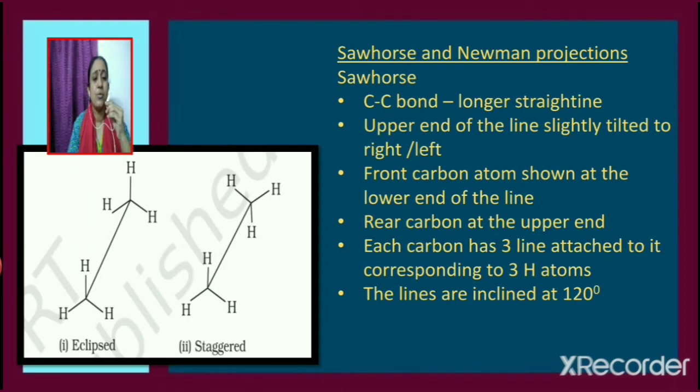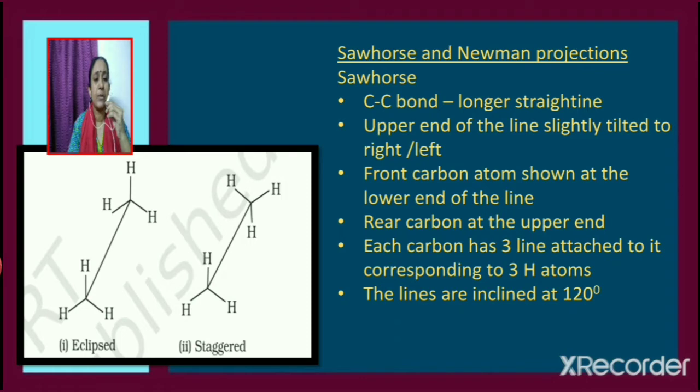Sawhorse and Newman projections. Consider the Sawhorse projection given in the figure. Eclipsed and staggered conformations are shown. In the Sawhorse projection, the carbon-carbon single bond is shown by a longer straight line. The upper end of the line is slightly tilted to the right or to the left.